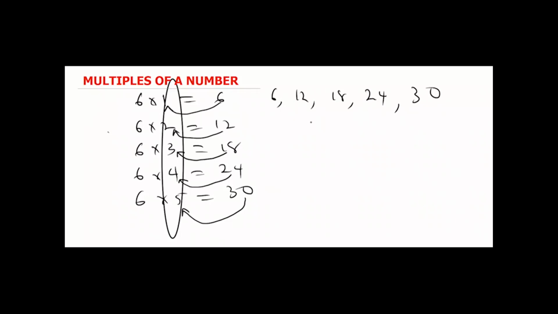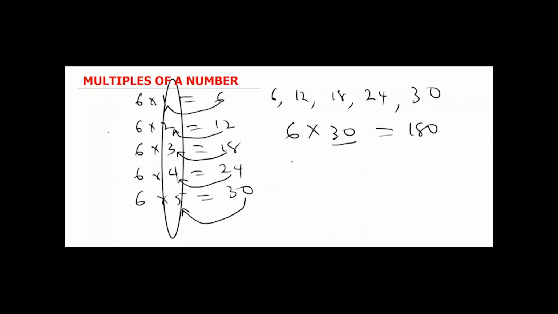So if you want to get the 30th multiple of 6, it will be very easy for you. This is the number whose multiple is needed, okay? Whose 30th multiple is needed. So you just multiply it by the position 30, and that will give us the multiple of 6 in this position, okay? So that will be 180. So that means 180 is the 30th multiple of 6. So it is super easy when you are asked to find a multiple of a given number in a particular position. All you need to do is to multiply the given number by the given position.